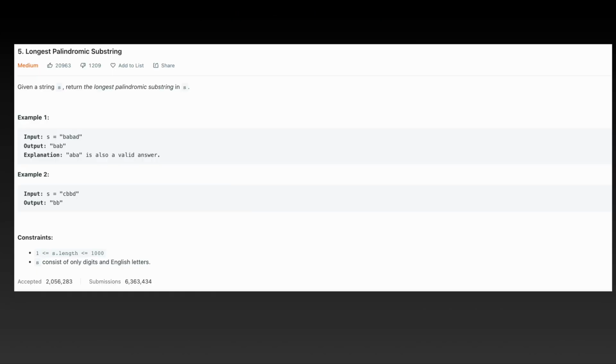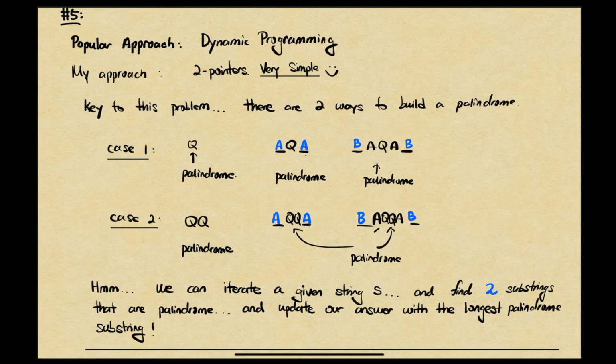Here is our problem. I want you guys to try this problem before we look at my solution together. When I first tried this, I used dynamic programming to solve this problem, but I was able to find a much simpler way to solve this problem, and that is using two pointers. I really like my second approach because it was really simple. So let's take a look at how I solved this problem using two pointers.